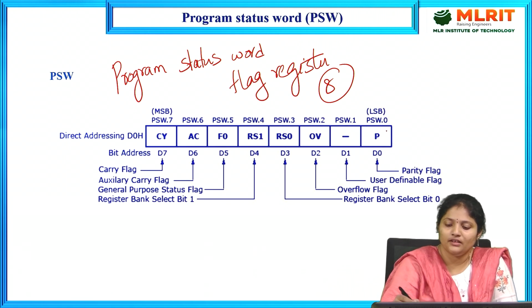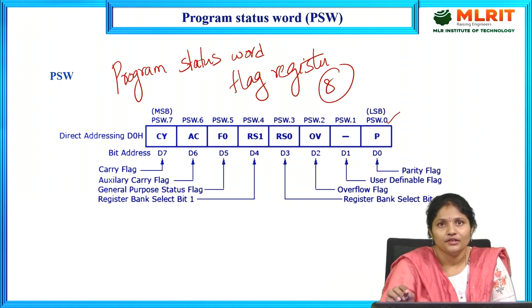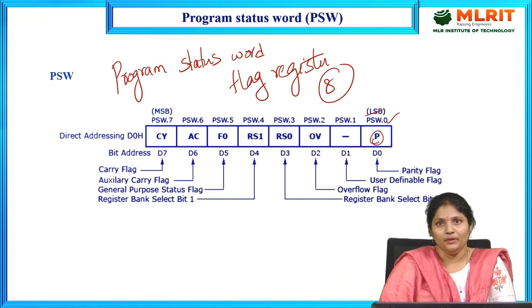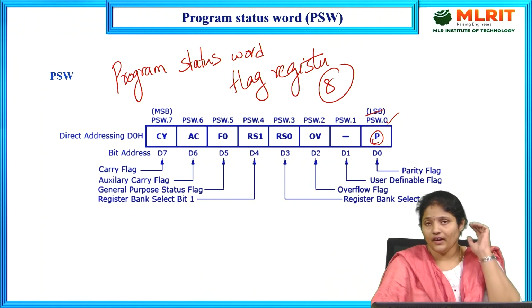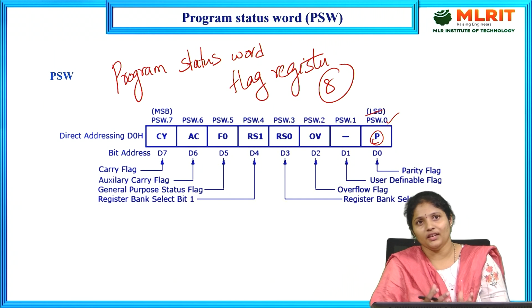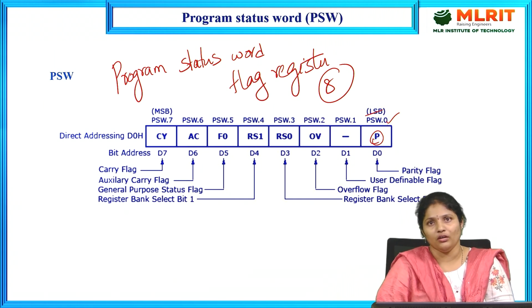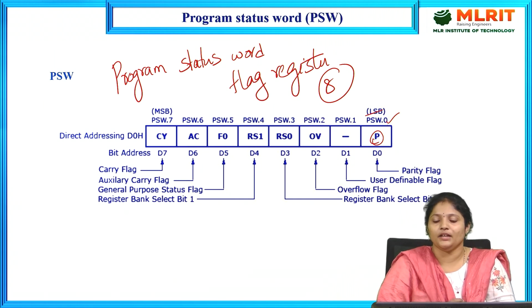The first one, PSW 0, the least significant bit, shows the parity bit. So what is a parity bit? If we want to find whether the given output has even parity or odd parity, that is represented by P. Here PSW1 is a user definable flag.